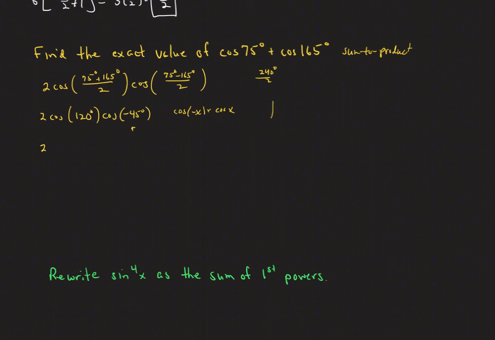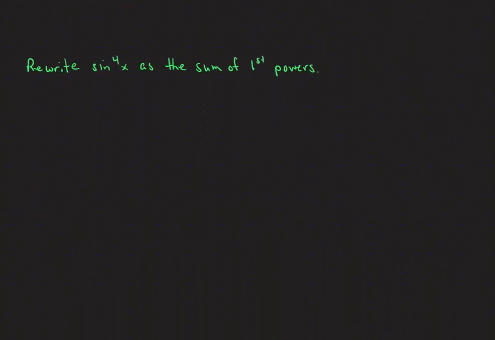Now cosine of 120 is going to be over here. The reference angle is going to be 60, and the cosine of 60 is going to be 1/2, and in quadrant 2, that's going to be a negative 1/2. The cosine of negative 45 is the same as the cosine of 45. That's a square root of 2 over 2. So that 2 will cancel with one of those, and then we'll just get a negative square root of 2 over 2. Crazy. Okay, we're down to the last one finally.